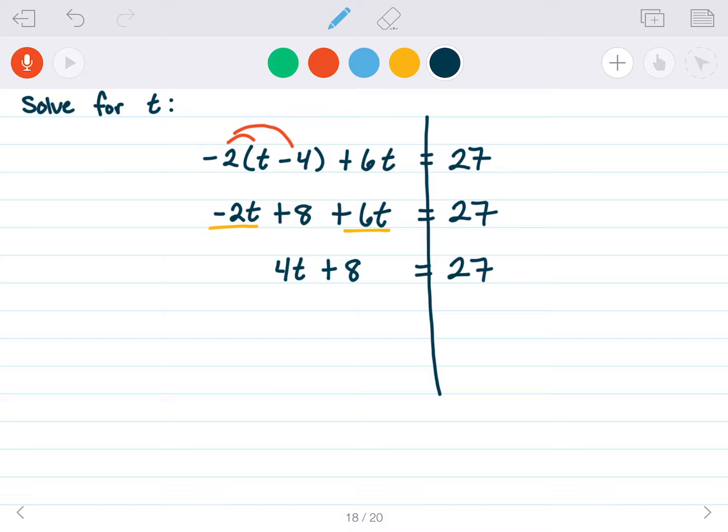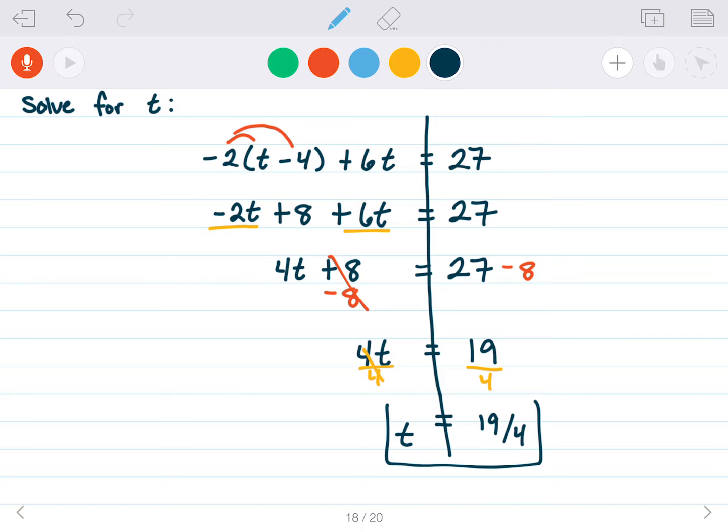So 4t plus 8, I want to first get rid of addition of 8 by subtracting 8 from both sides. So on the left side, I get 4t, and on the right side, I get 27 minus 8, which is 19. On the left side, I still have multiplication of 4 by my variable, so I'm going to do the opposite of that, which is division by 4. So I'm going to divide both sides by 4, and I get t is equal to 19 over 4, which cannot be simplified.